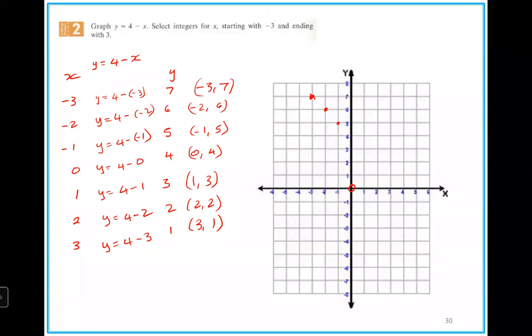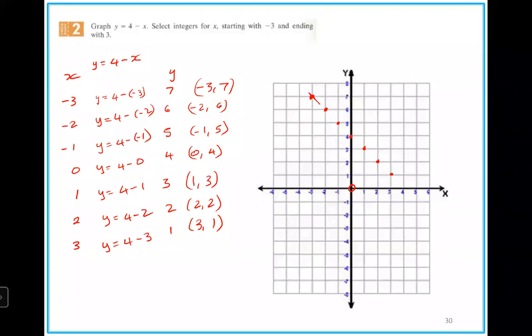0, 4 would be right here. 1, 3 would be here. Then we have 2, 2, and then 3, 1. Okay, so are we getting a curve like the first one? No. This one looks more like a straight line. So once we get a straight line, we'll have to use a ruler and rest it against the points and try to join them to make a straight line.